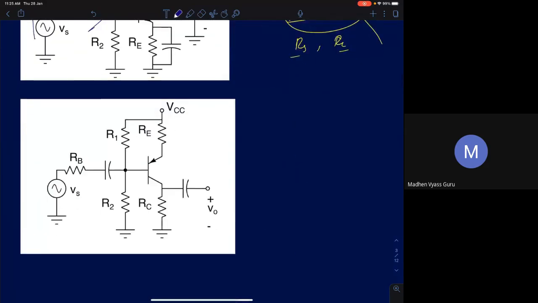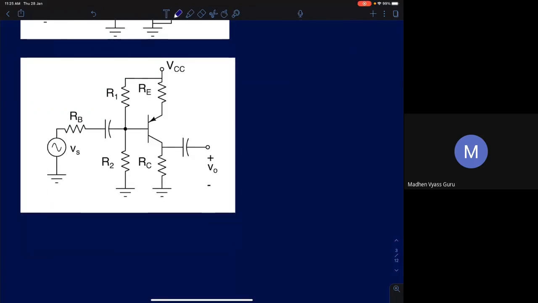Now let me show this circuit here. What configuration is this amplifier here? Look at the amplifier properly. What configuration is that? No, what transistor is this? What kind of a transistor is this? Look at the arrow, right? It's a PNP. So this is emitter, this is collector, this is base.